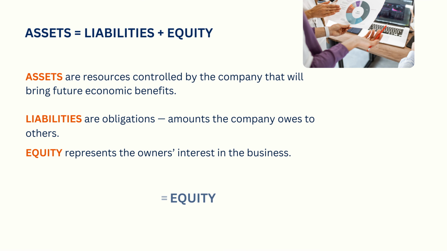If we rearrange the equation, assets minus liabilities equals equity. So equity is what remains after paying all debts. This is why it's called a balance sheet. Both sides must always be equal. Let's break down the structure of a balance sheet and go through each section step by step.